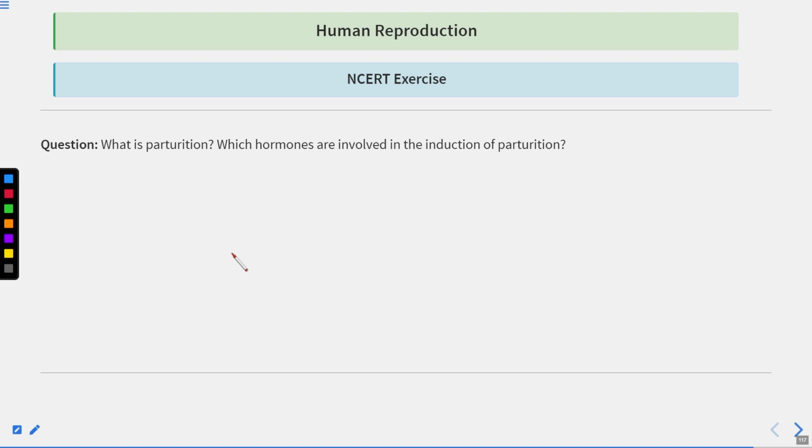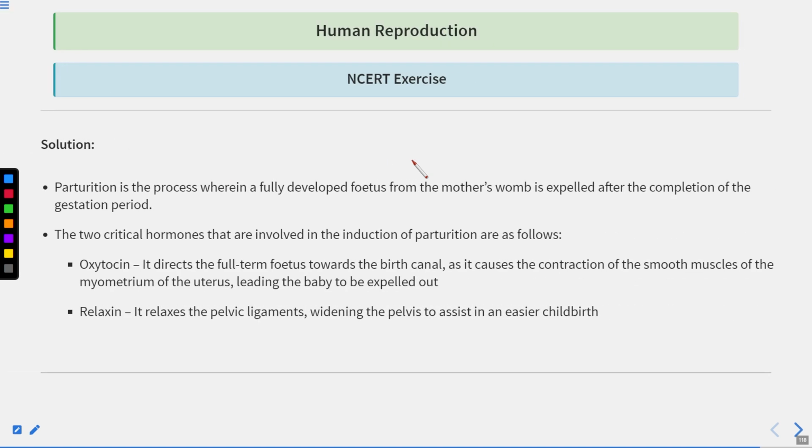This is clear? So you know what happens now? The follicle stimulating hormone and luteinizing hormone are maximum just before the ovulation. So they are produced during the follicular phase, and the level of progesterone will be highest during the luteal phase. Okay? And estrogen is also secreted during the follicular phase only. Clear? And some amount is secreted during the luteal phase, but maximum amount of the progesterone is secreted in the luteal phase. Now, what is parturition and which hormones are involved in the induction of the parturition?